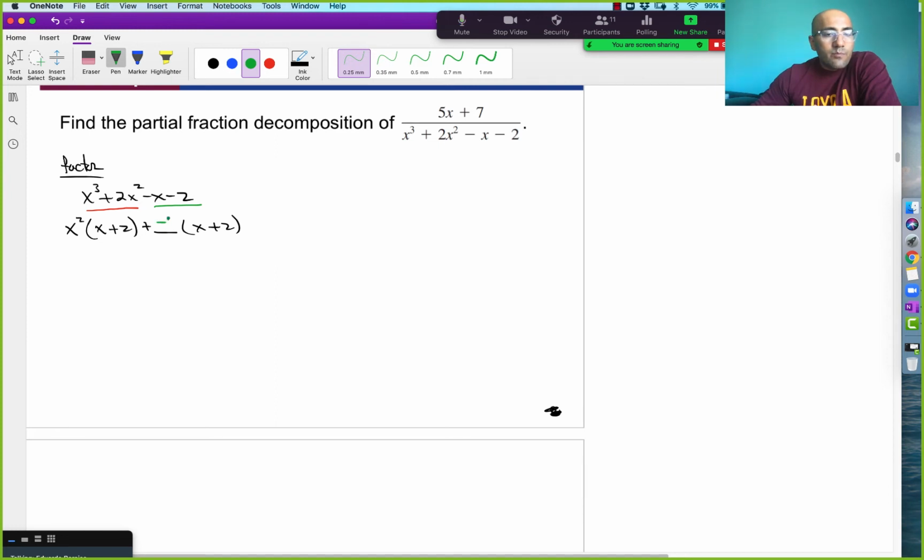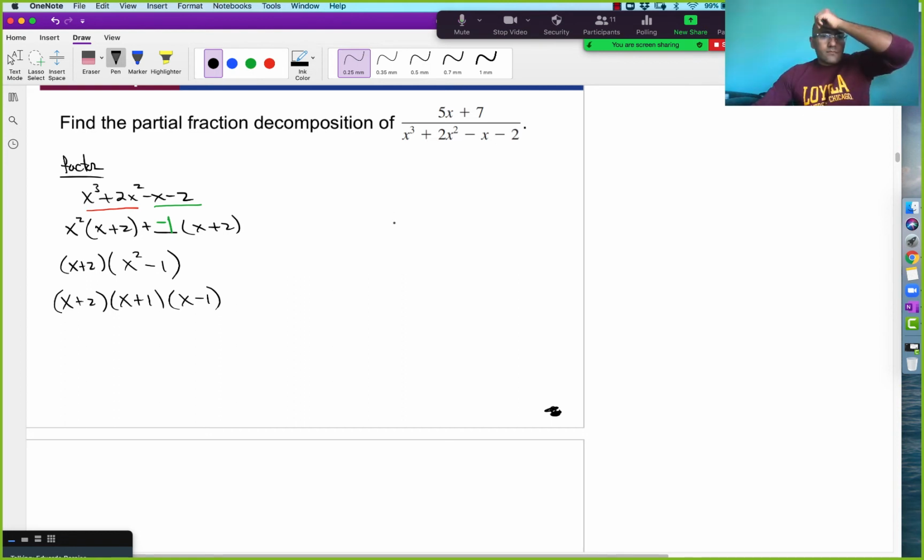So this one's pretty easy. It looks like just a negative 1. Good. Now I factor out the x plus 2. X plus 2 gets factored out, and what remains is x squared minus 1, which I know is a difference of squares. So I know that that can be factored as x plus 1 times x minus 1. Good. Difference of squares. So I've completely factored the denominator. Any questions about that?